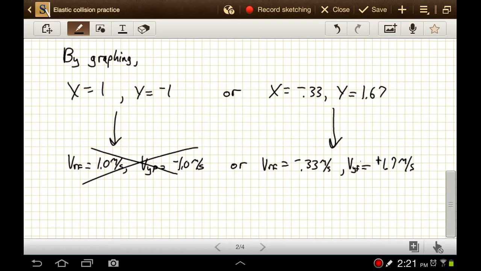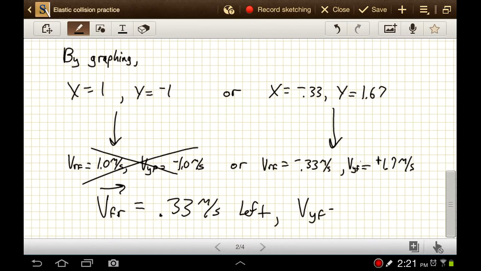So at the very end of this problem, we've got the final velocity for the red. Final velocity for the red is equal to 0.33 meters per second left. And the final velocity for the yellow is 1.7 meters per second right.